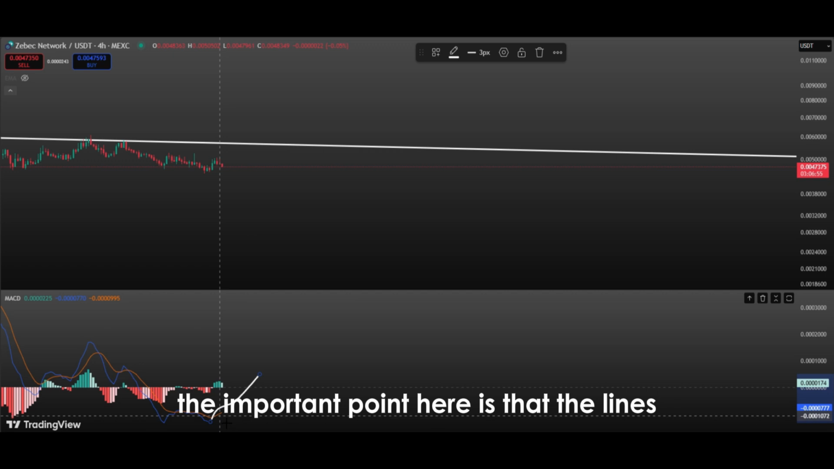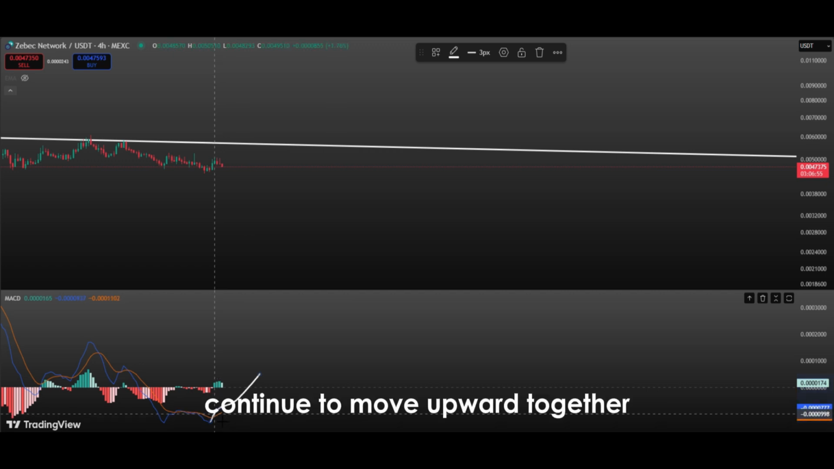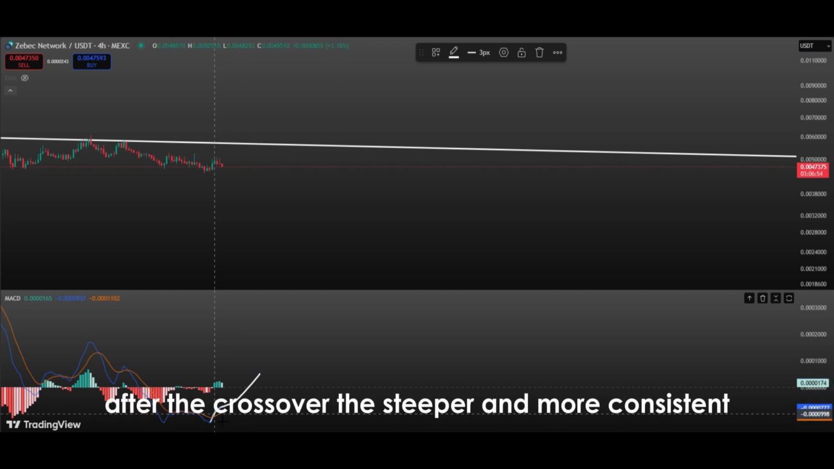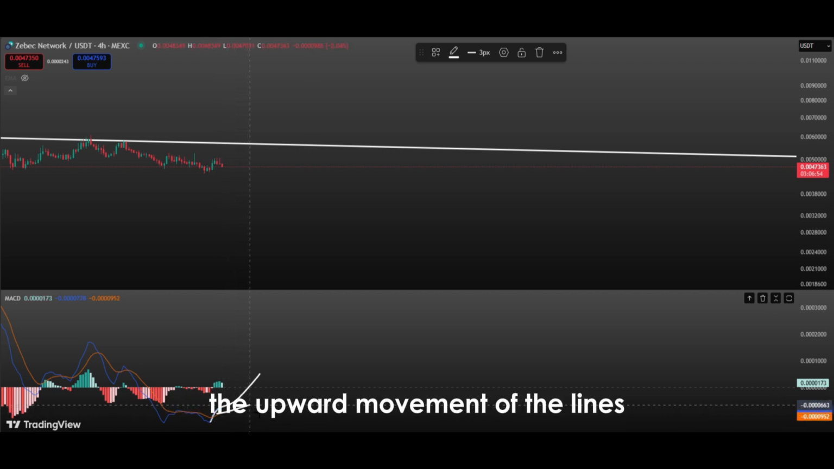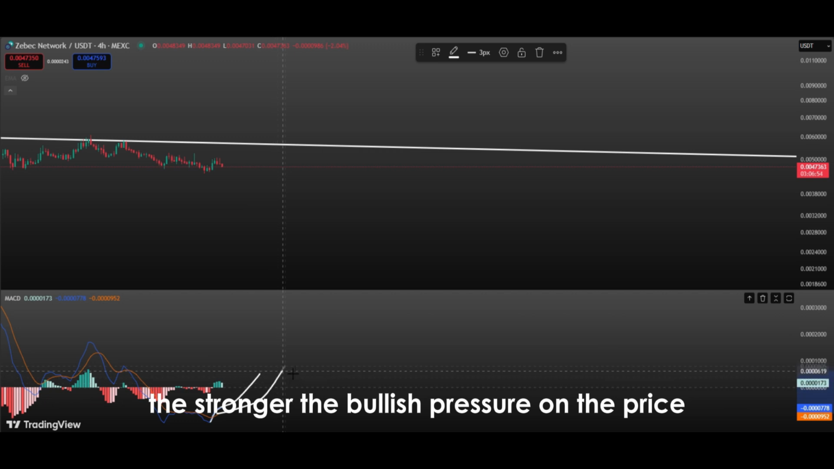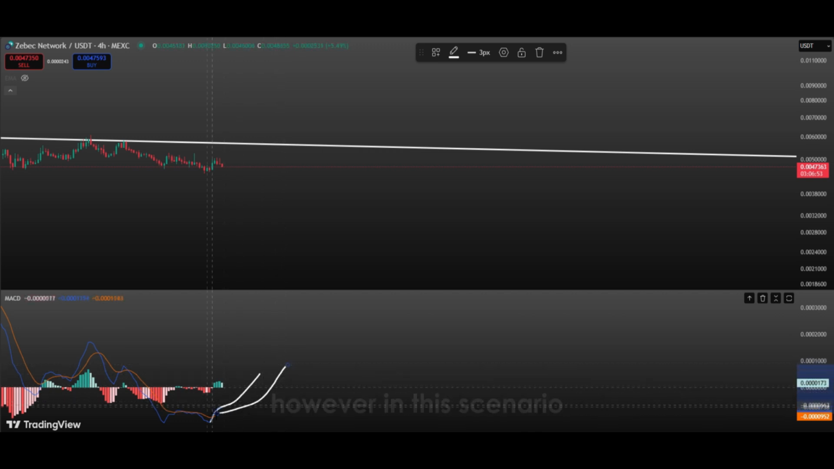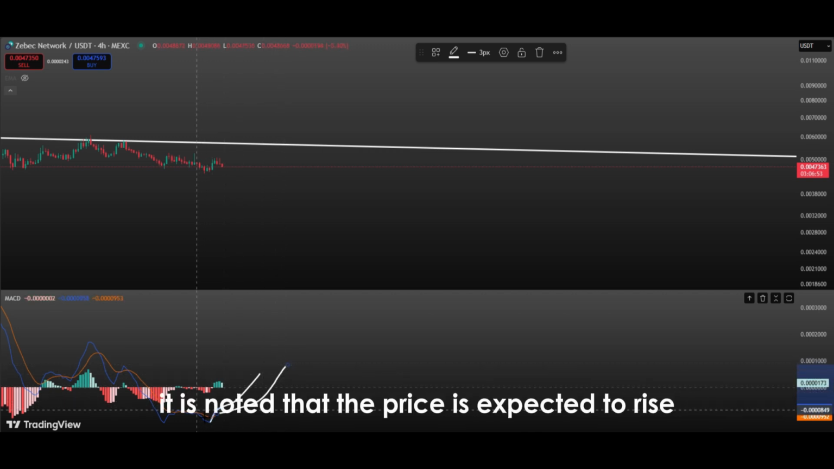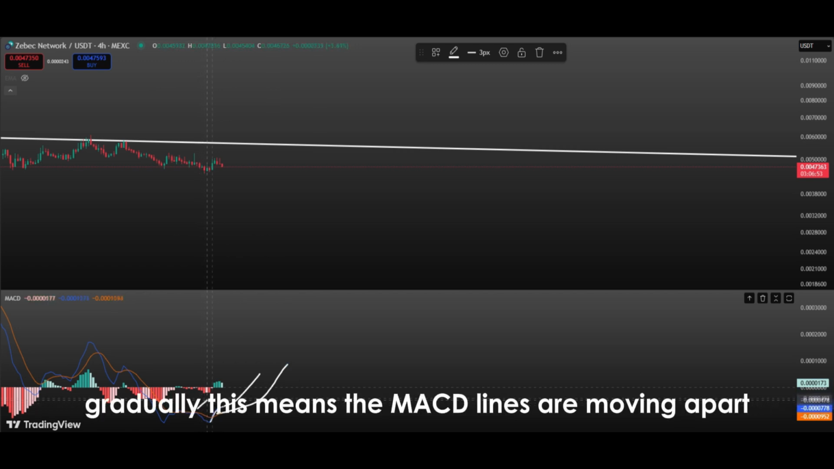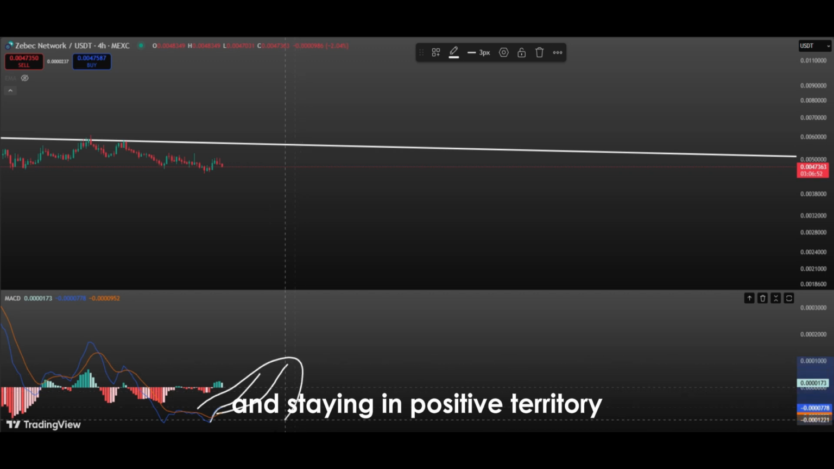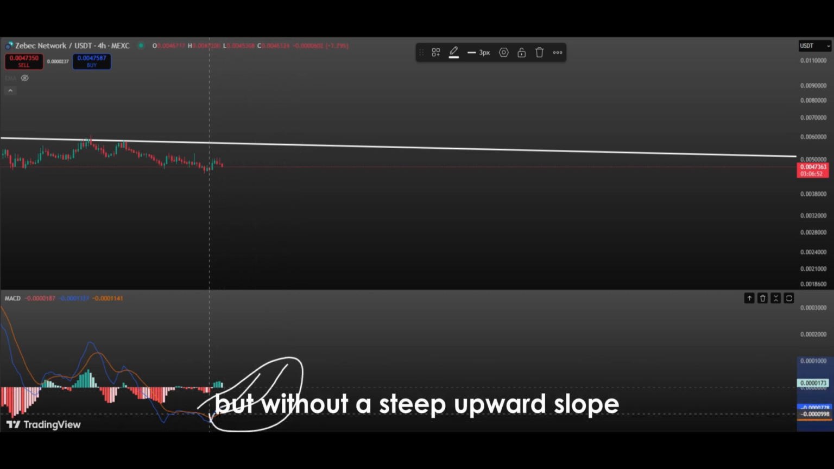The important point here is that the lines continue to move upward together after the crossover. The steeper and more consistent the upward movement of the lines, the stronger the bullish pressure on the price. However, in this scenario, it is noted that the price is expected to rise gradually. This means the MACD lines are moving apart and staying in positive territory, but without a steep upward slope.